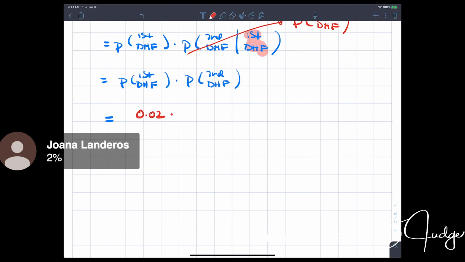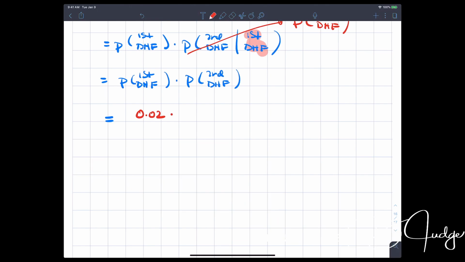Now, what's the other number? Because 2%, yes, Joanna, is 0.02. Okay? What about the next probability? What about the next clock? Because they function independently, what's that probability going to be? Also what? 0.02. So you can write this down as 0.02 to the second power. Okay? So this is how we answer these questions here.